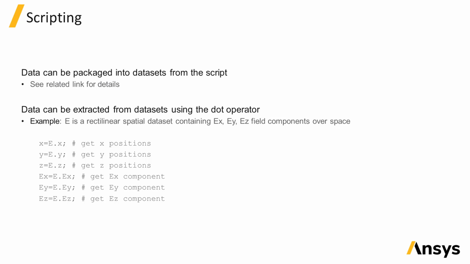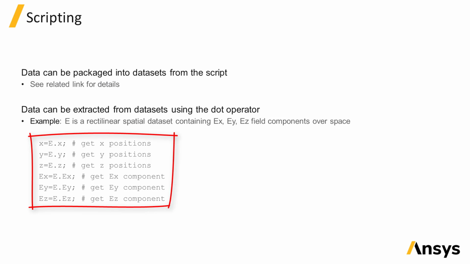It's also possible to package data into datasets, or extract the attribute and parameter data from datasets using the script. The related link below contains a tutorial showing how to package data into datasets and extract data from datasets from the script. And on this slide is an example of a simple script where the electric field components and position parameters are extracted from a rectilinear spatial dataset named E by using the dot operator.